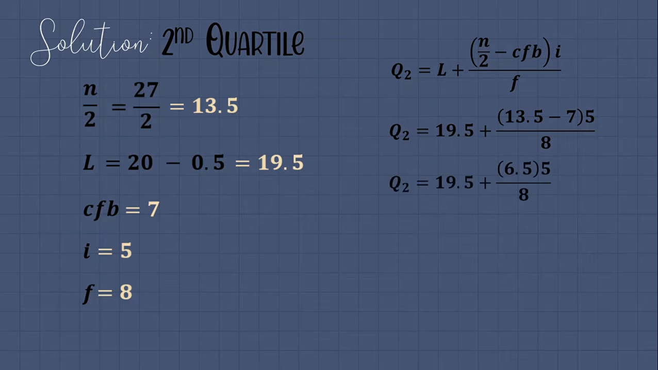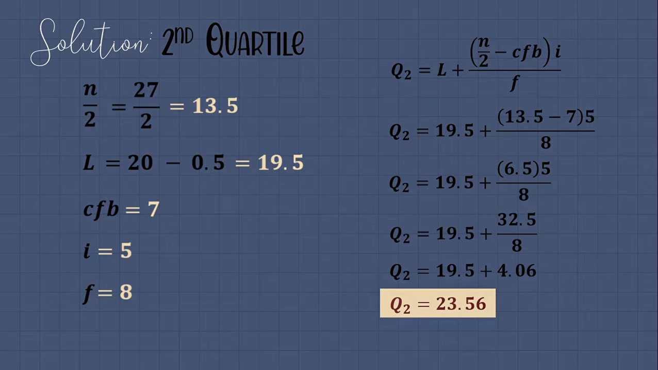And Q sub 2 again is equal to 19.5 plus 13.5 minus 7, that is 6.5, times 5 all over 8. Q sub 2 is equal to 19.5 plus 6.5 times 5, that is 32.5, divided by 8, that is 4.06, plus 19.5. Our Q sub 2 is equal to 23.56. Therefore, 50% of the class got a score lower than 23.56, and 50% of them got a score higher than that. So that is all for the second quartile.